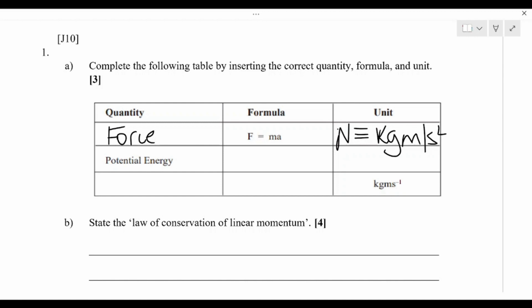For the quantity potential energy, the formula is mgh, mass times gravity times height. Energy is measured in joules, and the equivalent SI base unit is kilogram meters squared per second squared. Alternatively, potential energy can be measured in Newton meters.